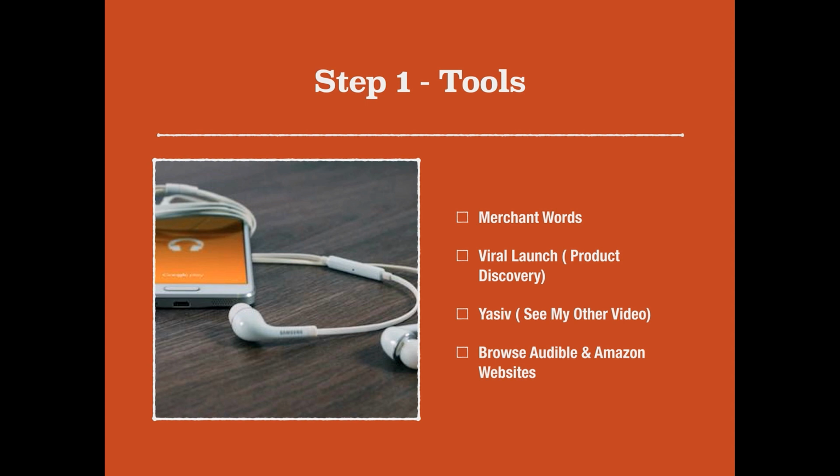You can see how many times a certain keyword is searched each month. A keyword like paleo diet, you can find out that's searched 5,000 times a month. That might be a good opportunity for a book. That is one of my favorite tools that you can use to find good keyword ideas for new audiobooks. Now, another tool I really like is Viral Launch and their product discovery tool.